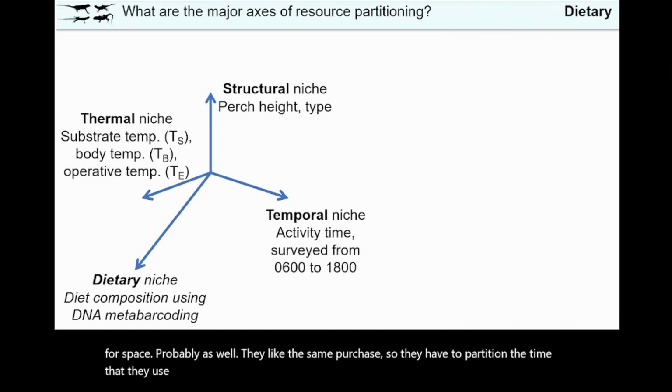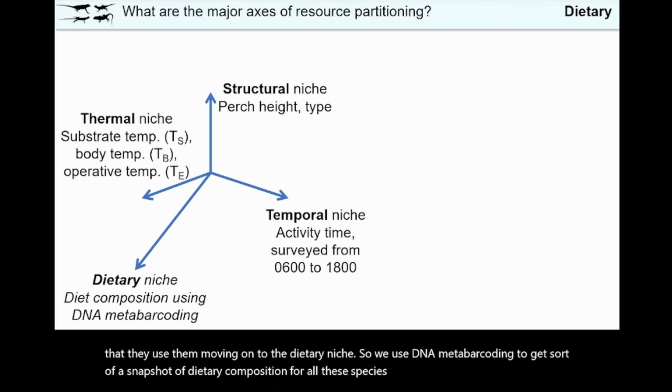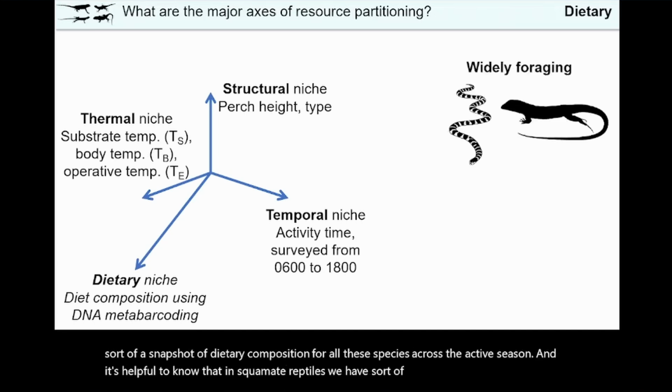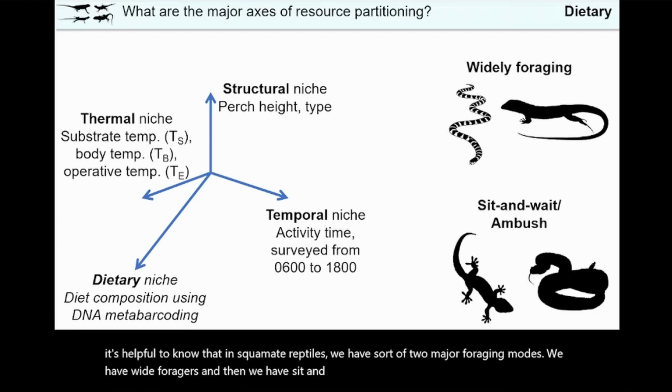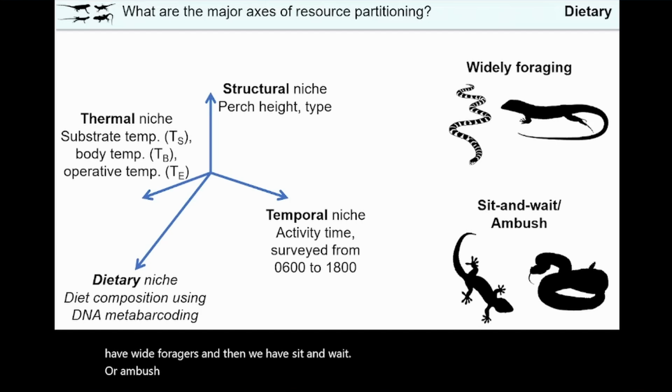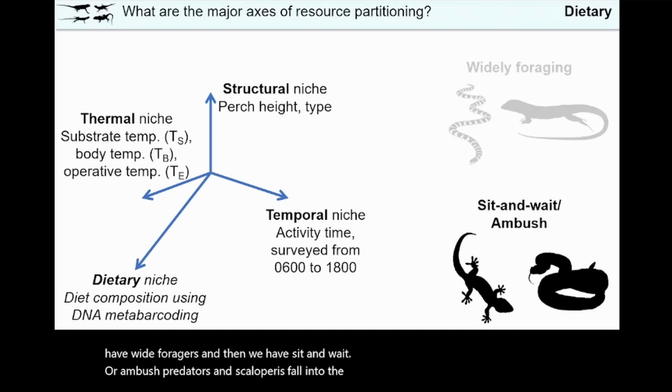Moving on to the dietary niche, we used DNA metabarcoding to get a snapshot of dietary composition for all of these species across the active season. It's helpful to know that in squamate reptiles, we have two major foraging modes. We have wide foragers, and then we have sit and wait or ambush predators. And Sceloporus fall into the second category of sit and wait predators.